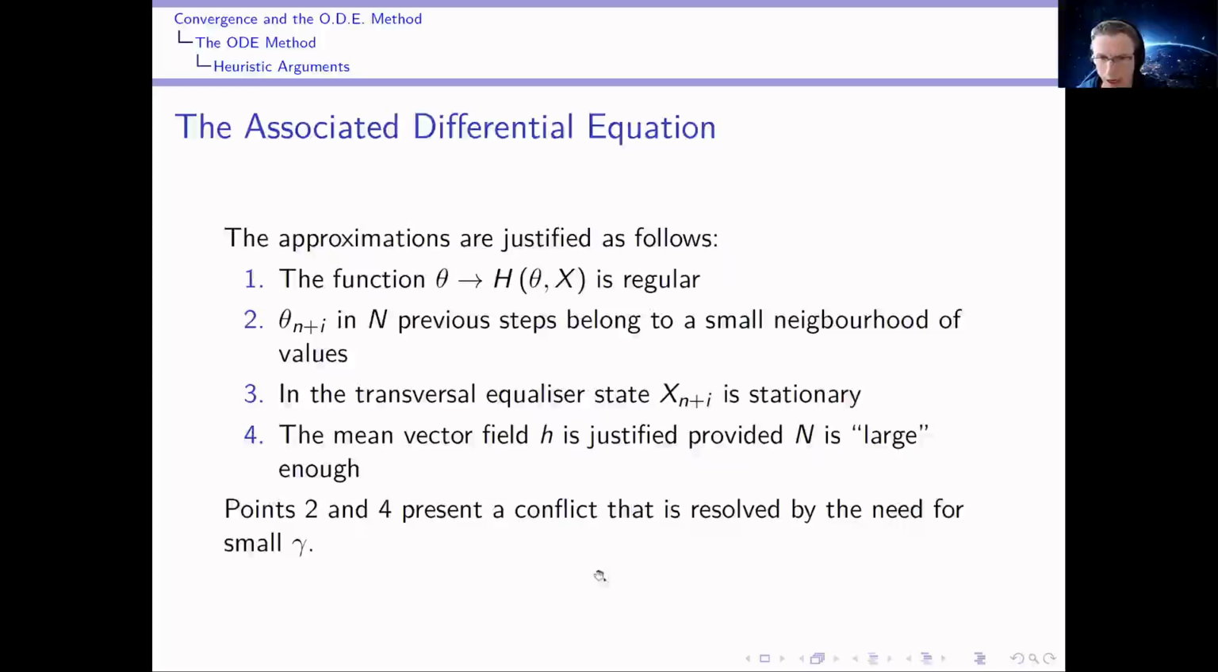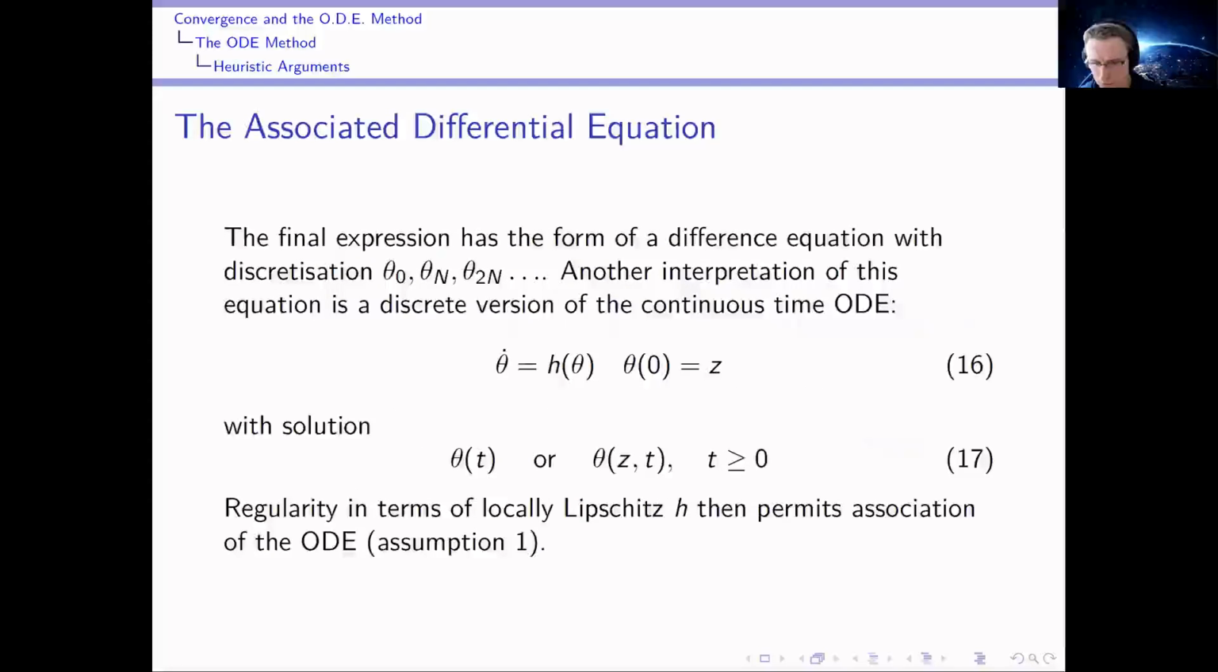But the point is that H needs to have sufficient smoothness. And finally, points 2 and 4 are in conflict. The need for n to be small so that theta remains in this small neighborhood conflicts with the need for n to be large so that we can apply the expectation. This conflict is resolved by having this small gain value. As a result of the approximations, we now have a mathematical form that is similar to a difference equation with the index of the different terms defined by multiples of n.